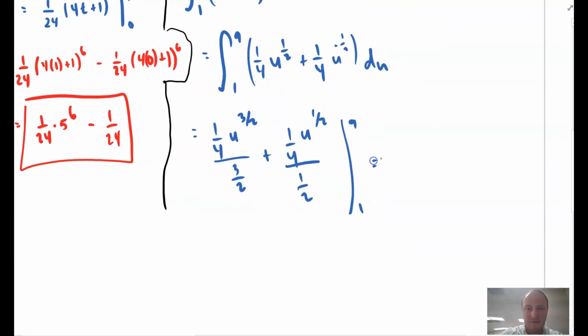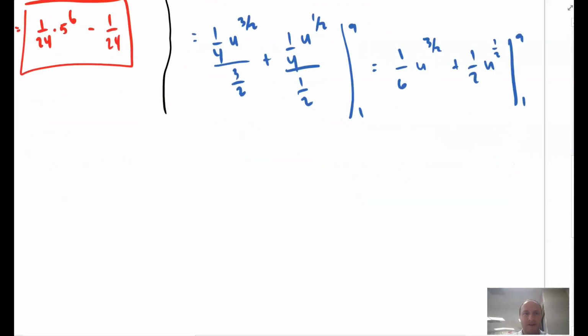So I'm going to simplify this and clean it up. Okay, and this would give us 1/6 u to the 3/2 plus 2/4, that's 1/2, 1/2 u to the power of 1/2. Okay, and again, it's evaluated from 1 to 9. Now I'm going to just plug it in.